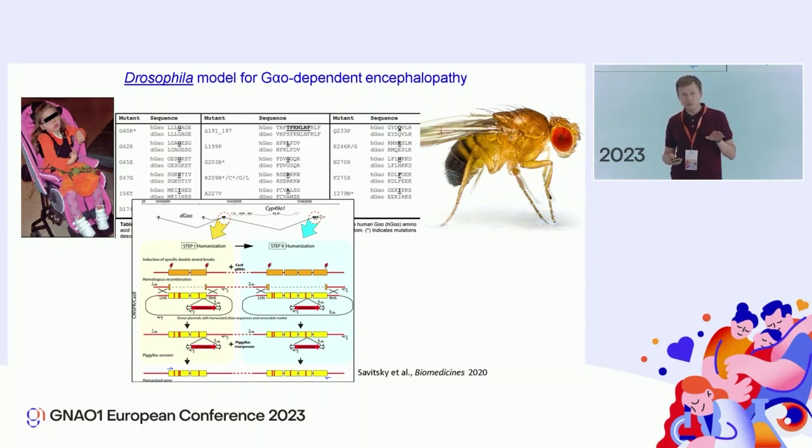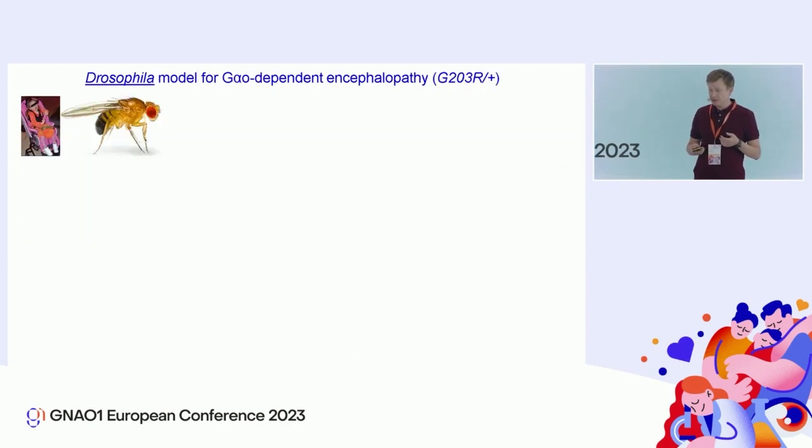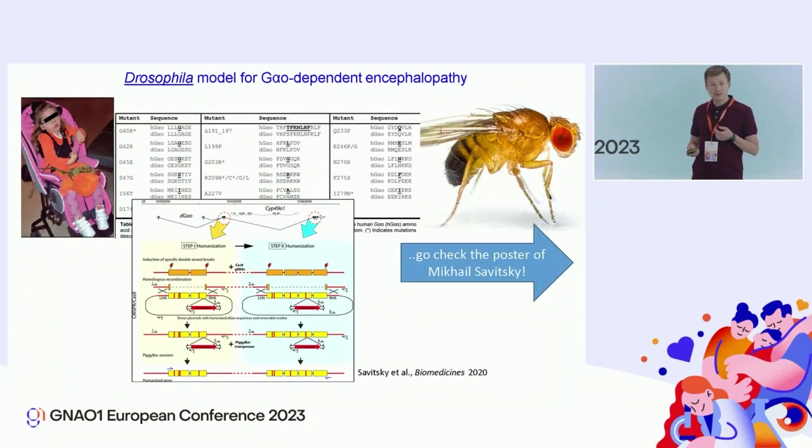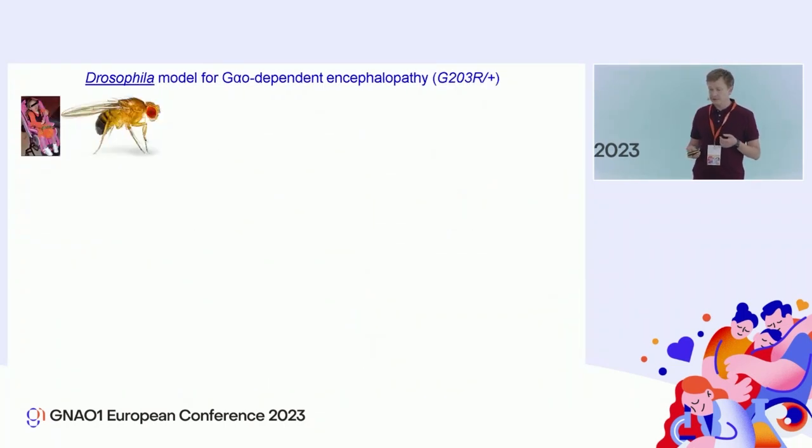So if you remove G-alpha-O in Drosophila, this is embryonic lethal. But if you put the human gene instead, the flies are viable, fertile, they live as a colony, their duration of life is normal, their motility is normal, their learning and memory is normal. So the gene is perfectly replaceable. And this for us was the proof that flies are a valid host to model this disease. So yes, and please go to the poster of Mikhail to see more details.